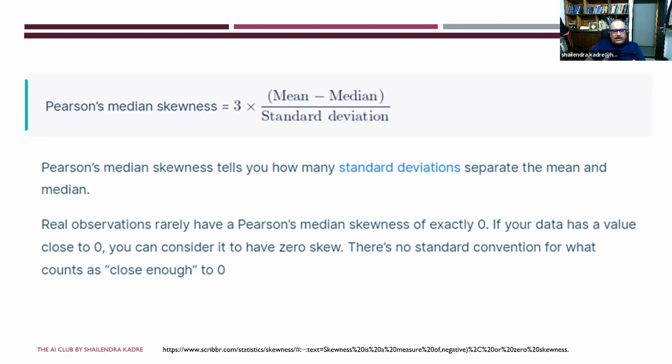Given a set of data, the Excel sheet itself will give you the standard deviation also. You can calculate mean, median, mode, standard deviation. In simple Excel, you can calculate that, with simple formulas. So all these things are very easy to calculate when you have a set of measurements. So you know the mean, you know the median, you know the standard deviation. Use this formula to get your Pearson median skewness. It is a coefficient to measure skewness.